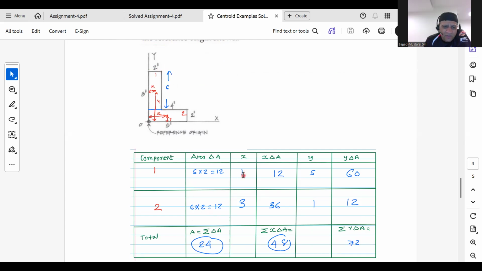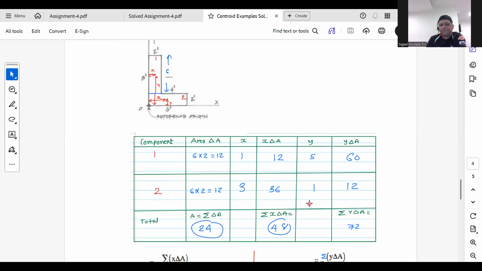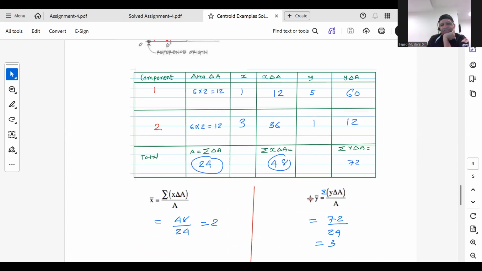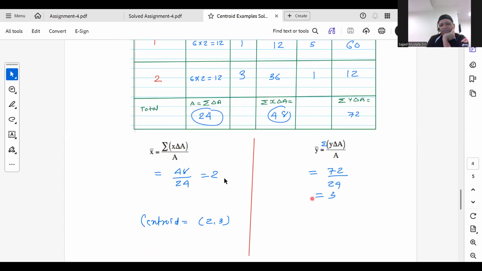X for the first component is, we know its centroid is here, so X is going to be here. And in this case, the X is going to be at this distance. So for this, it's going to be 1, and for this, it's going to be 6 divided by 2, 3. For Y, it's going to be 2 plus 3, 5. Whereas in this case, it's just going to be the half of 2, so that's going to be 1. And then you plug in the information, and you get the centroid as being 2 and 3.